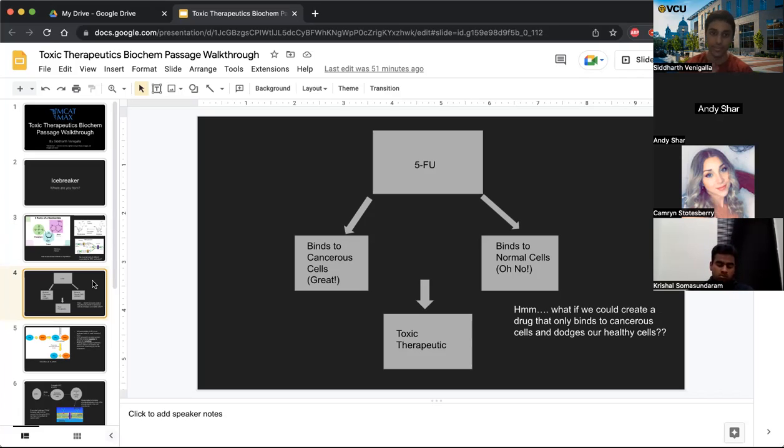So that's why, even though it can help cure tumors and stuff like that, it can still be toxic to your healthy cells. So that begs the question, how could we make something that is only going to bind to our cancer cells and dodge our healthy cells? So it's going to avoid our healthy cells. That's the whole point of this passage. The thing you're starting out with, the toxic therapeutic, is 5-FU. So we want to come up with a clever way to make another version of 5-FU that does not target our healthy cells.